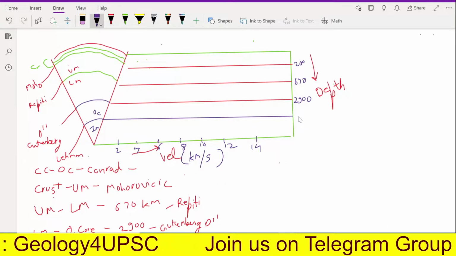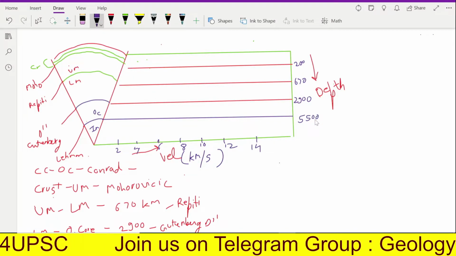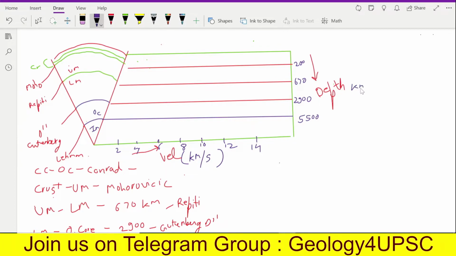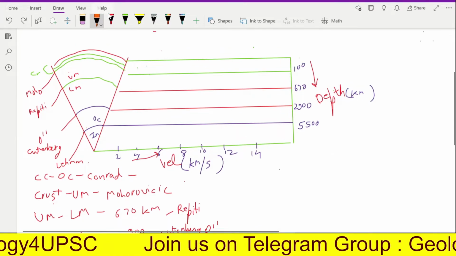The outer core and inner core is at about 5500 kilometers. So you have to now make the diagrams for P and S. First we'll draw the S waves.